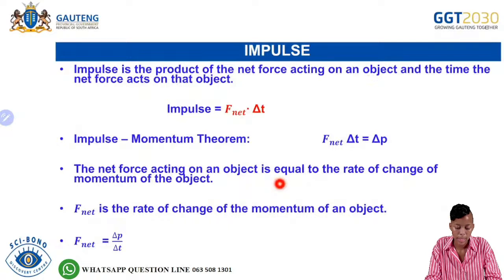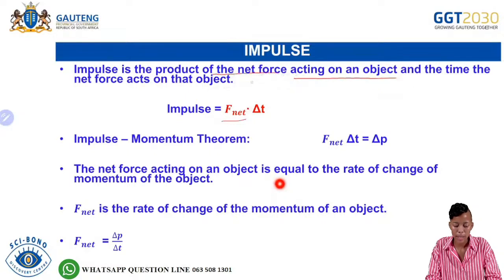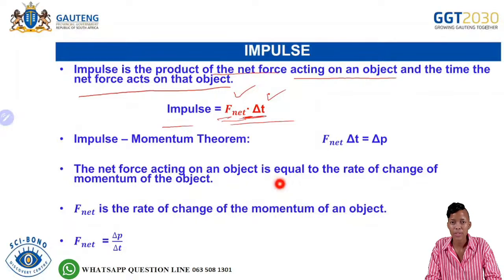So impulse, it says the product of the net force. We just spoke about that. The product means multiplication of the net force that is acting on an object, and the time the net force acts on the object. So product, multiplication of the net force that is acting on an object for a particular time. And the time this force is acting on the object. So therefore impulse is equal to F net multiplied by the change in time.